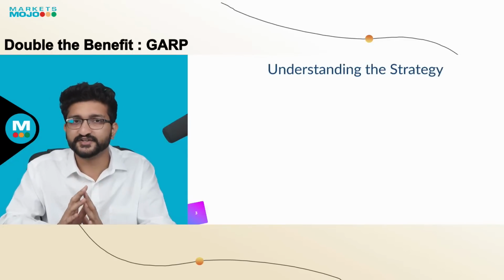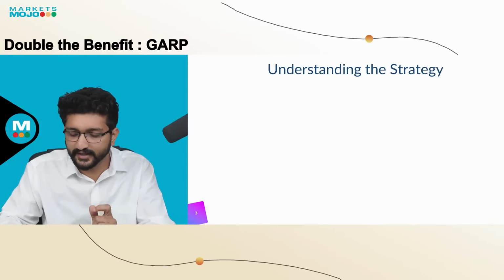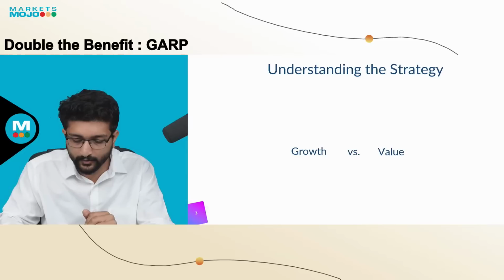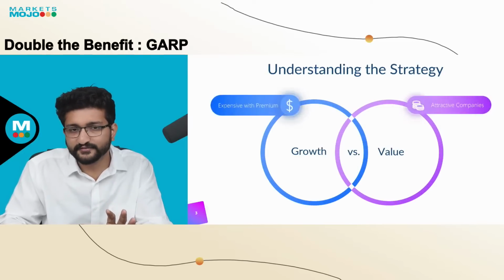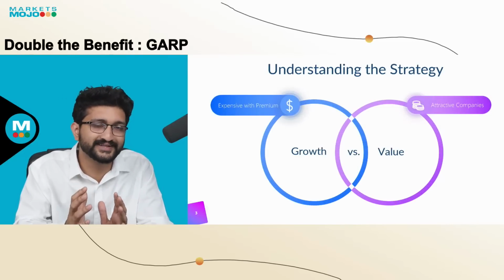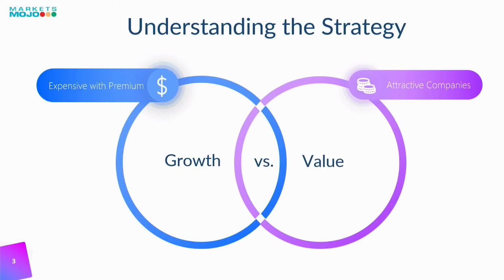So let's understand the strategy. Before that, let's take a step back and go to our traditional models of growth versus value. To distinguish between the two: growth stocks are a bit expensive and trade at a premium, whereas value stocks, as the name suggests, are attractively valued companies.